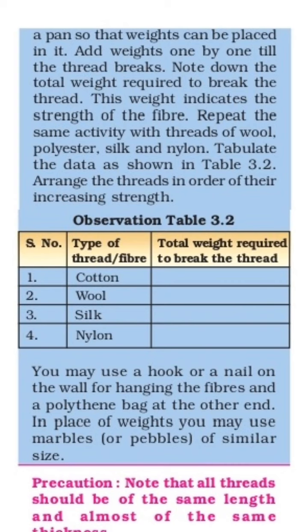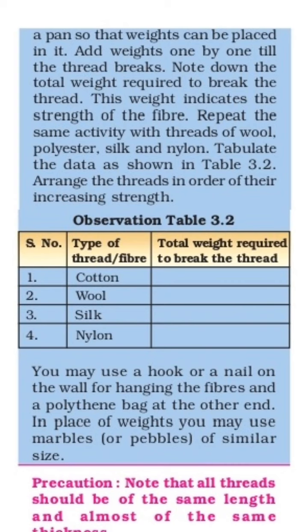When the thread breaks, we have to calculate the total weight required to break the thread, and this total weight indicates the strength of the fiber. And we have to repeat this activity with threads of wool, polyester, silk and nylon, and tabulate the data as shown in table 3.2.